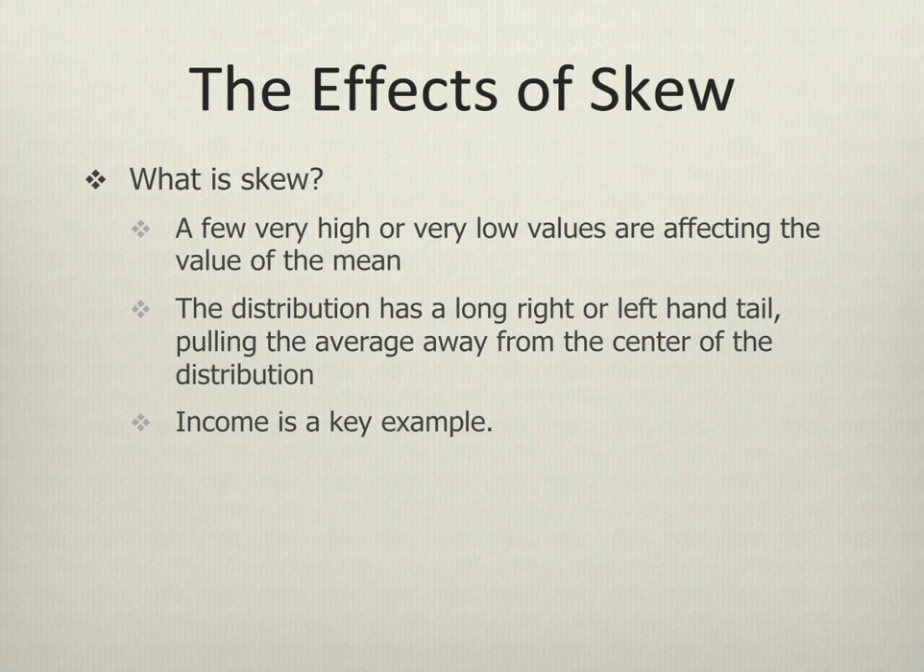As I just said, skew refers to a few very high or very low values that affect the value of the mean. We call this having a very long left or a long right-hand tail. The classic example in the social sciences is income. With income, there's a 0 point where it starts, but really, you can have a maximum income of any value. And what we tend to see is that most of us make within a certain amount. However, a few of us make a lot more than everybody else.